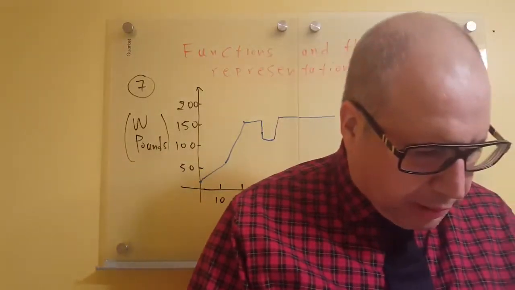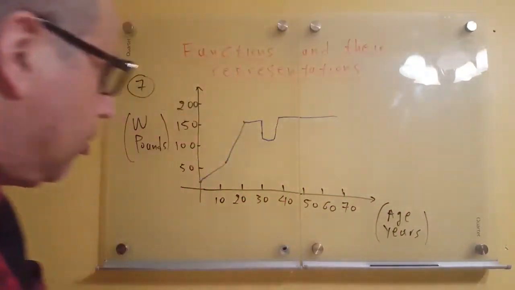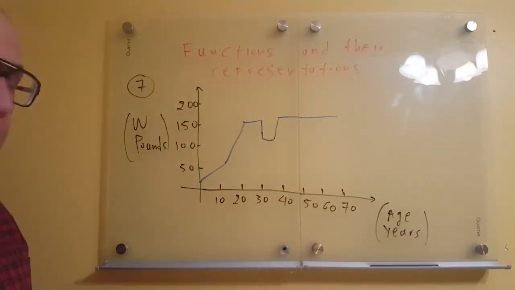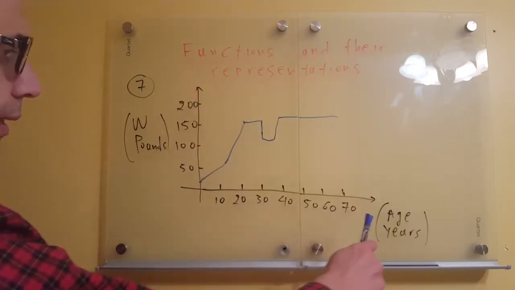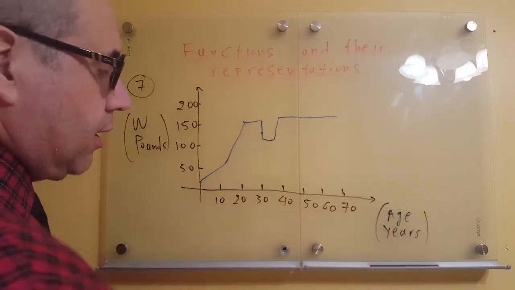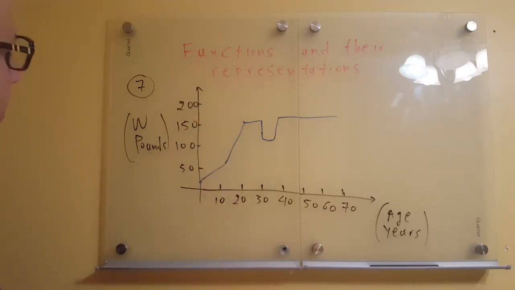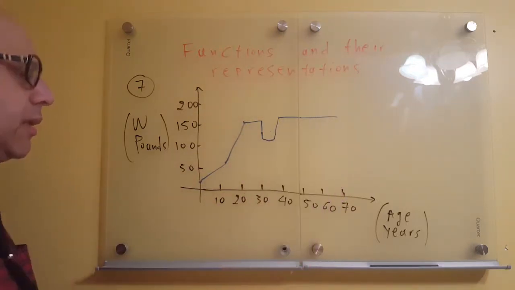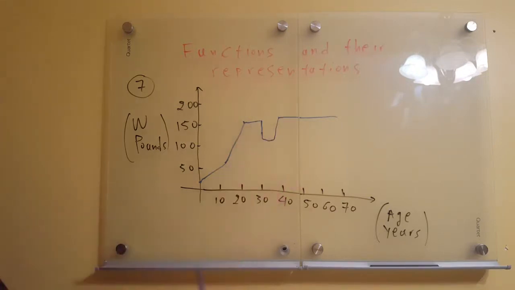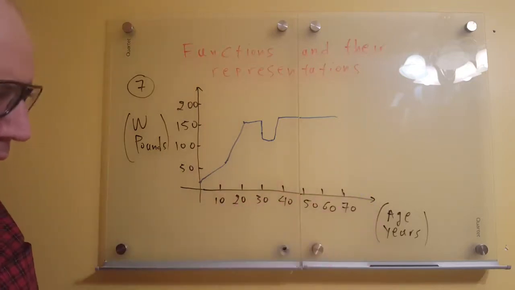So now problem number 7, which is we have this graph here where on the x-axis we have the age in years of a person, and on the y-axis we have its weight in pounds. So this line here, the blue line, represents the function that we just mentioned, which is weight versus age.